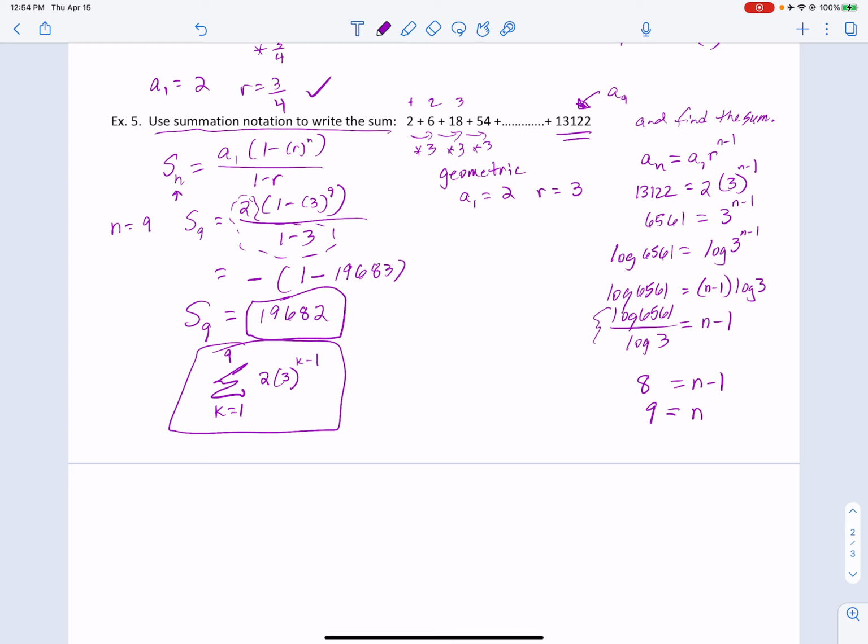So I wrote it in summation notation. I needed to know how many terms to add up. That's why we need to find n is 9. You use the general term and start with k equals 1 and go to 9. And there you have summation notation that represents that sum, and I also found the sum. That's it.